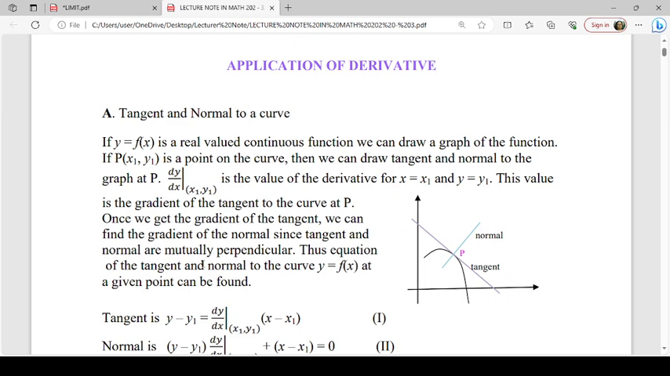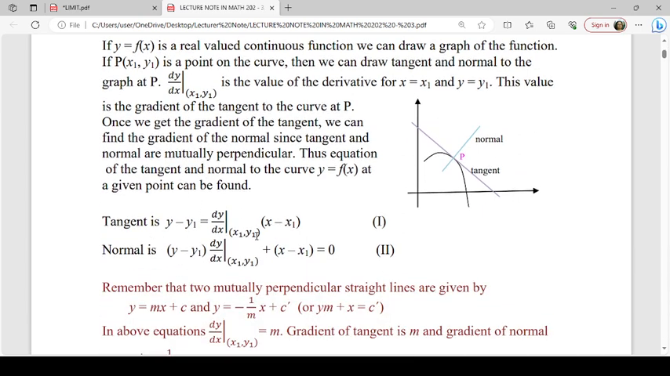So tangent and normal, it is this one. So dy/dx at (x1, y1): we draw a tangent to the curve y is equal to f(x) at that particular point. If P is a point (x1, y1), then this dy/dx at (x1, y1) will mean the gradient. So this tangent is a straight line.